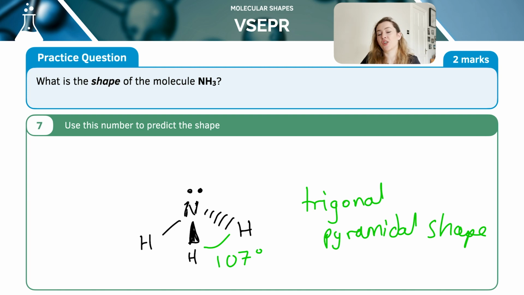So a lot of this is just memorizing. So you can create flashcards for yourself. There's lots of ways of doing it, but you are just going to have to learn. If I've got this many bonding pairs, this many lone pairs, this is going to be the shape. There's no sort of quick way of doing that.